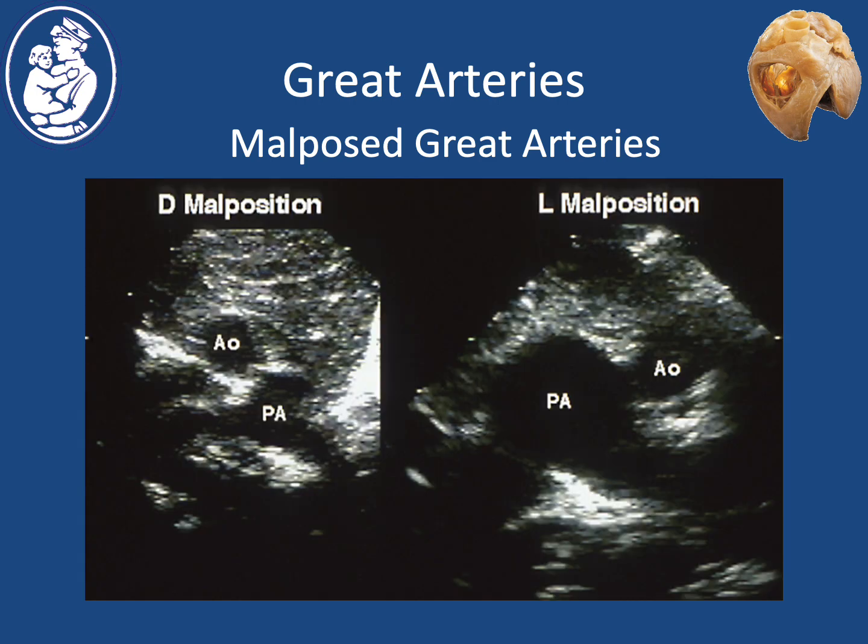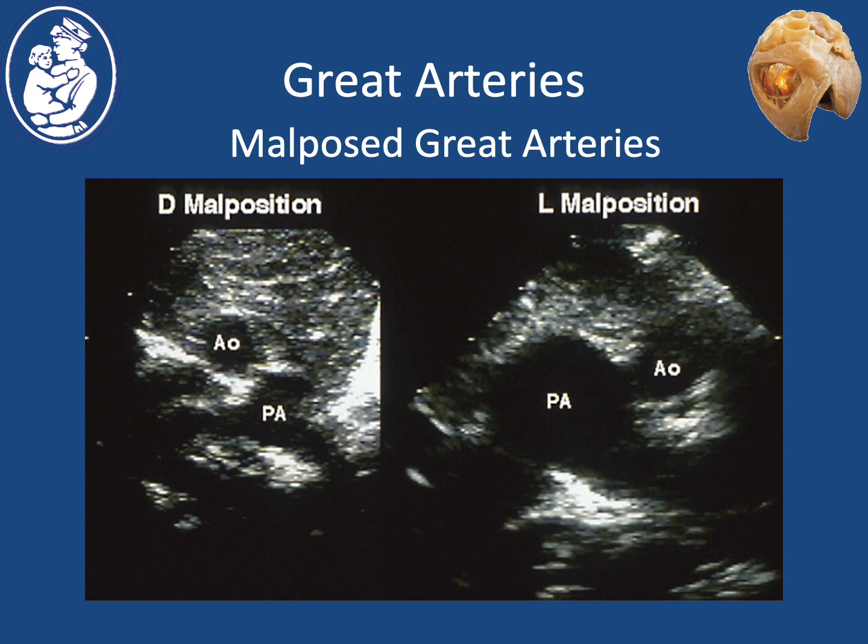These echocardiograms illustrate D and L malposition of the great arteries. The left panel shows the aorta anterior and to the right, and the pulmonary artery posterior and to the left with the pulmonary bifurcation. This is an example of D malposition because the aorta is to the right or dextroposed.